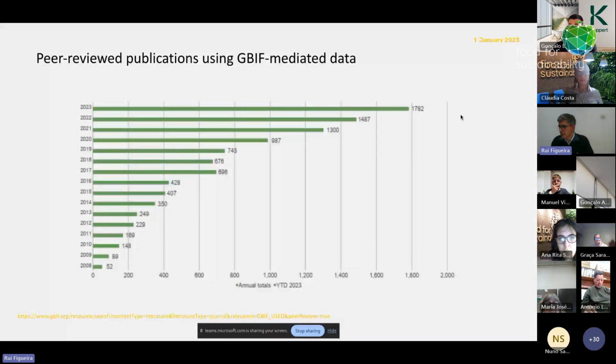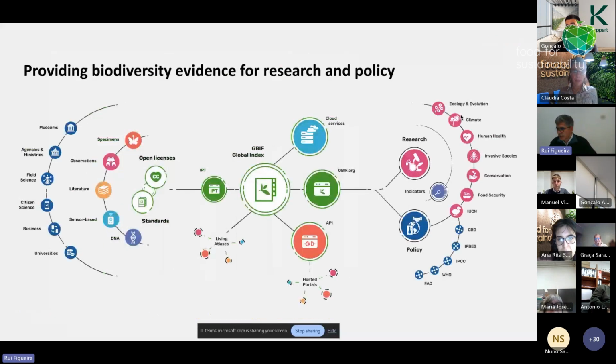So GBIF, of course, is supporting a lot of research. So we can see the number of papers. But in fact, what is happening here? It's a workflow that GBIF facilitates. It doesn't own data, but it facilitates data that is coming from producers and being used by users.